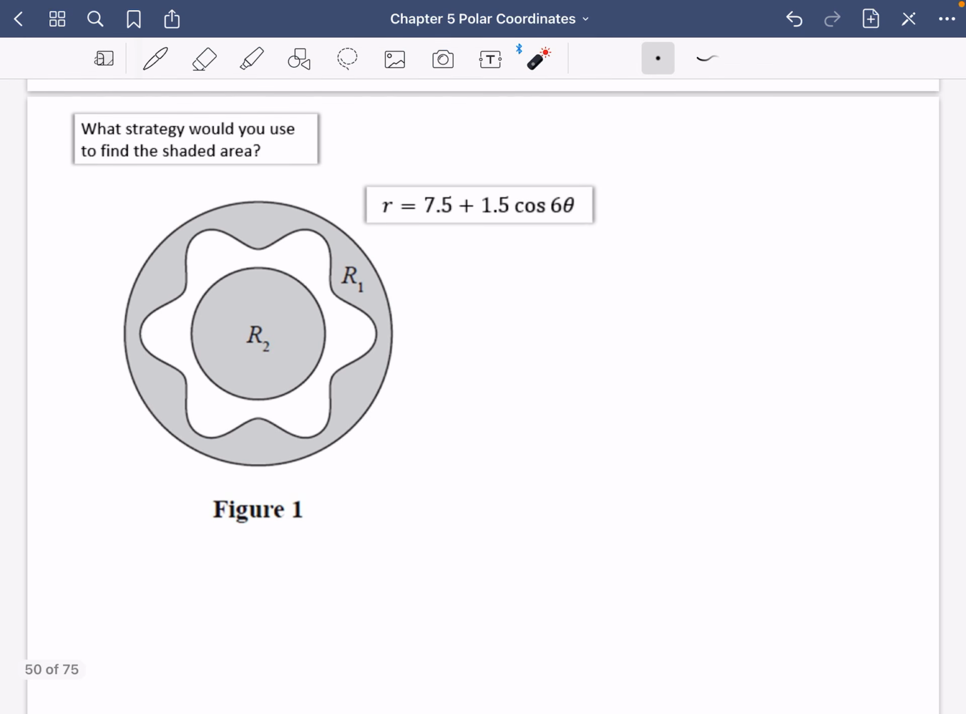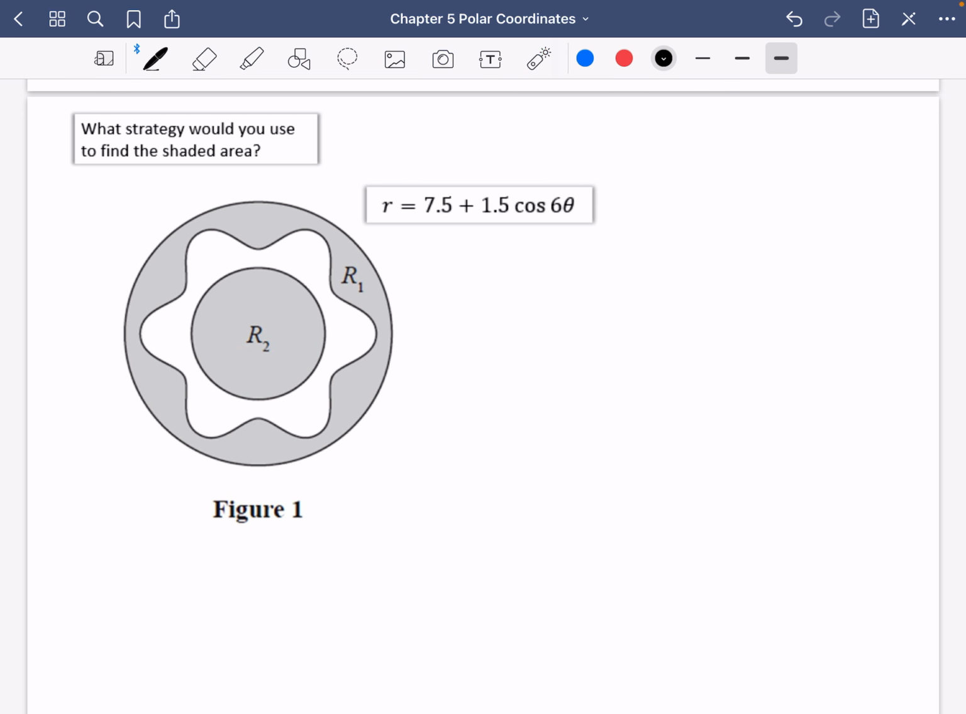We're going to do some further strategies for different kinds of things that you might get here. So this time the equation of this wiggly squiggly curve that we've got here is this one that I've given, which is 7.5 plus 1.5 cos 6 theta. And I want to think about how you would find the shaded area. Now the shaded area is like this outside bit plus this bit in the middle that you've got.